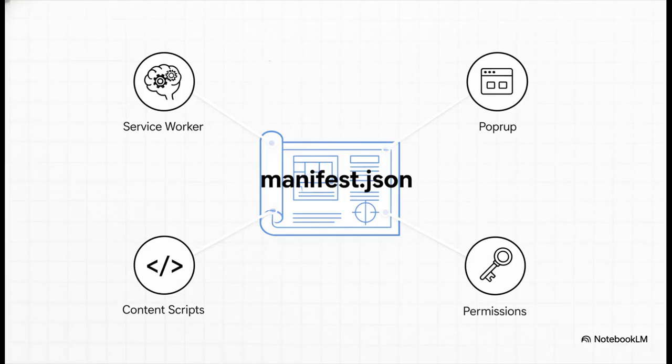Now, the glue that holds all of this together is one critical file, the manifest.json. It's the blueprint. It's the file that tells Chrome everything it needs to know, the name, the version, what permissions it needs, and how all those other parts connect. Every single extension has to have one of these, no exceptions.